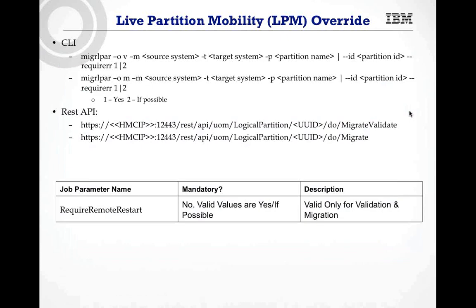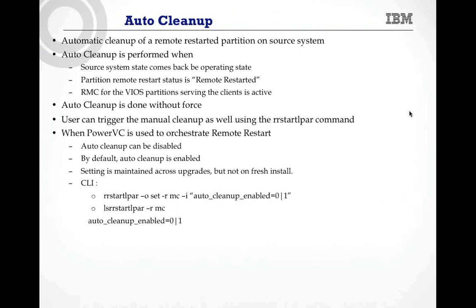And here's the values of require as 1 and 2, and here's the REST API. So here's that parameter, and 1 means yes, 2 means if possible. So auto cleanup was also introduced in HMC 850. Once again, these are all HMC enhancements. Nothing was needed in the firmware or the hypervisor. And you can enable auto cleanup.